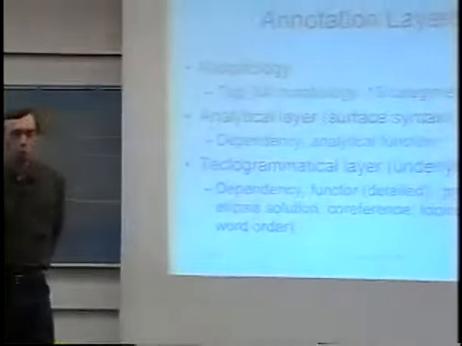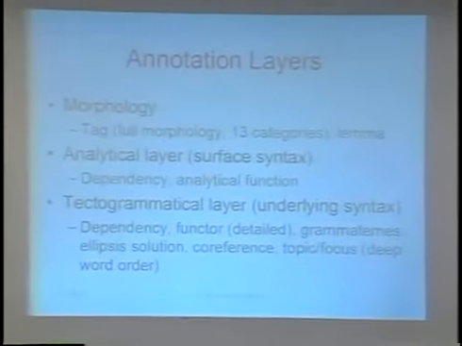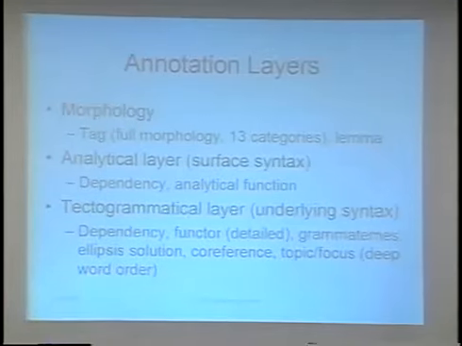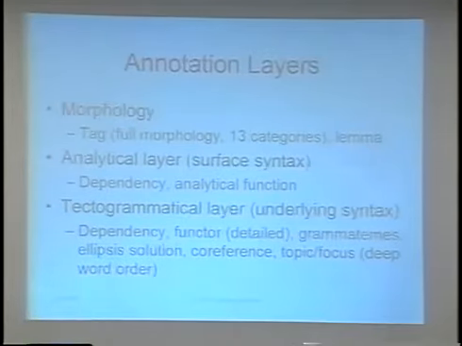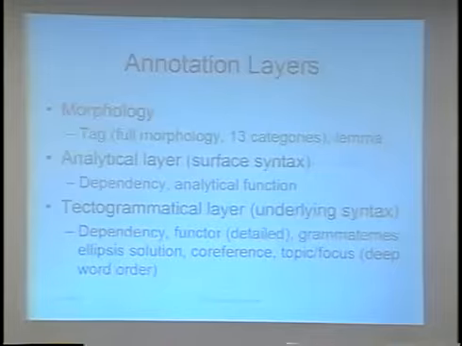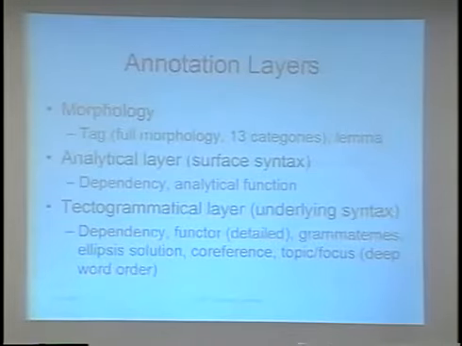So what is the basic scheme of the annotation? For the Prague dependency tree bank, we have 3 layers of annotation. The lowest level is morphology. It is especially important for inflective languages like Czech, and I will show some examples why that's the case.